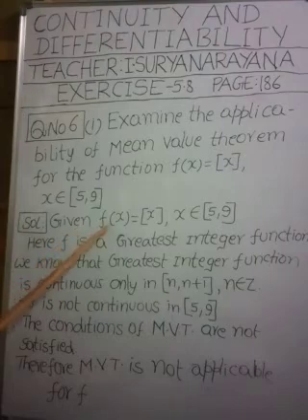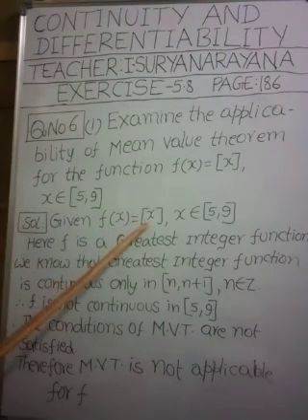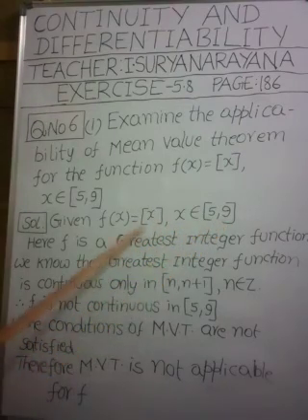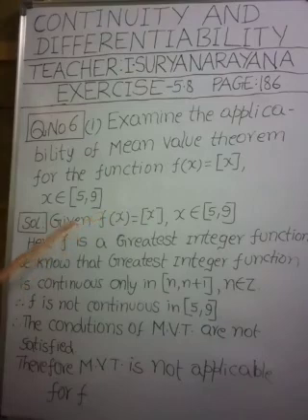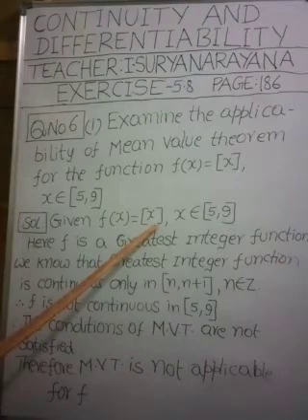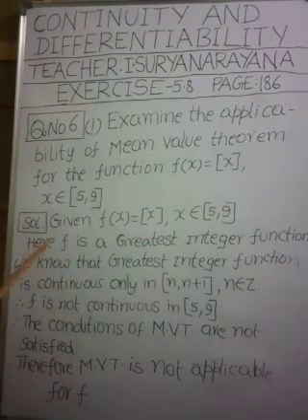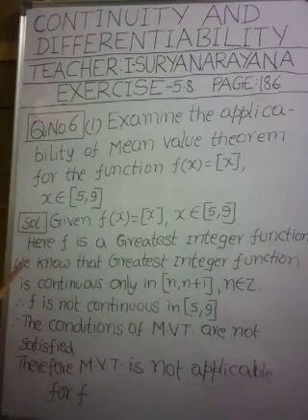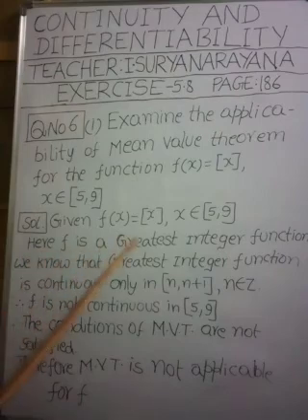We wrote the given function. What is the given function here? f of x is equal to step x, x belongs to the closed interval 5 comma 9. Understood this step, my dear children? If you observe the given function, what type of function is it? It is a greatest integer function. Here f is a greatest integer function. Understood this step, my dear children?